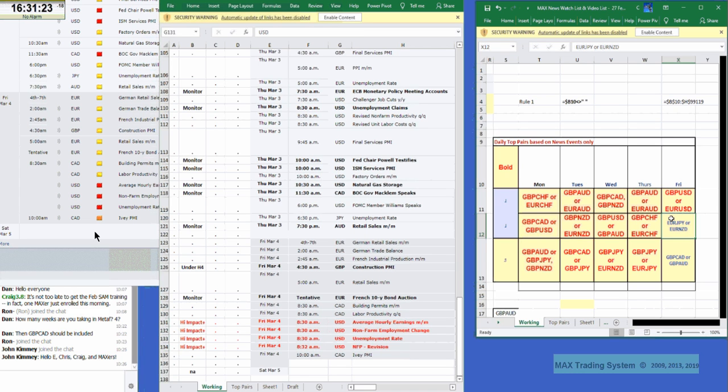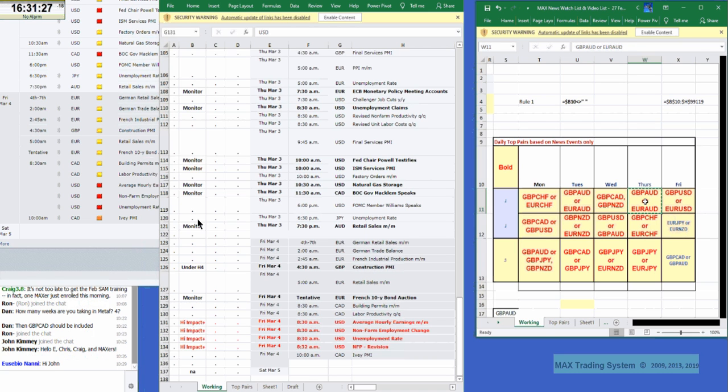Then the pound Aussie or pound yen. Do I have one? I can't see it. Pound Aussie, pound yen. And then we will have pound Kiwi, pound Swiss.